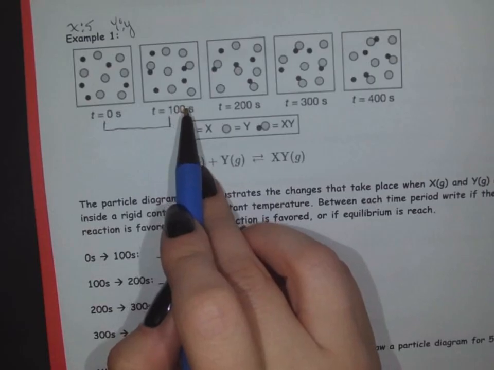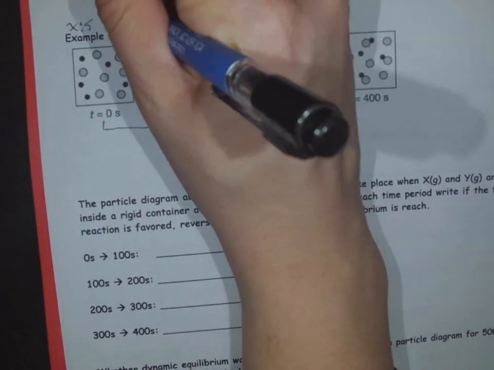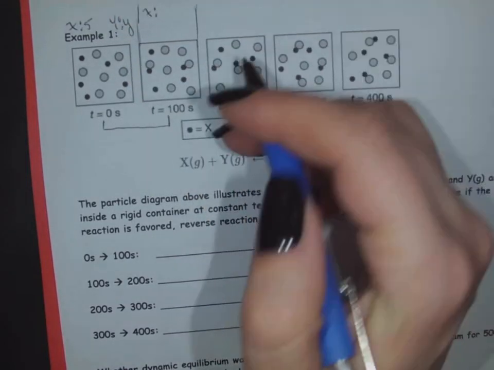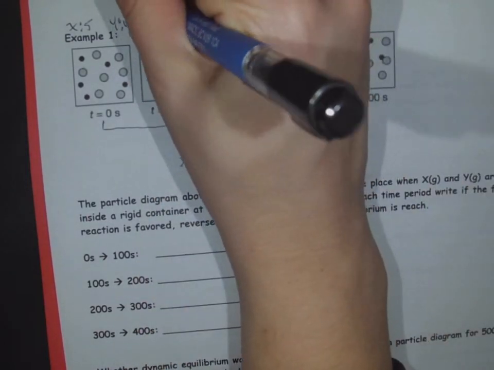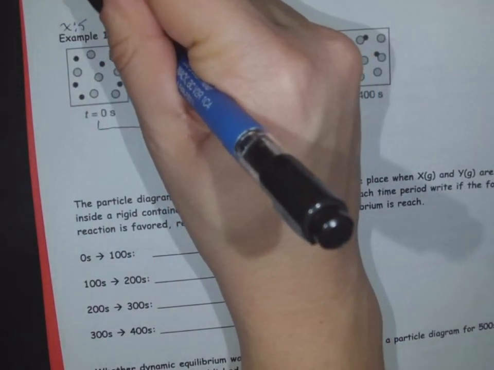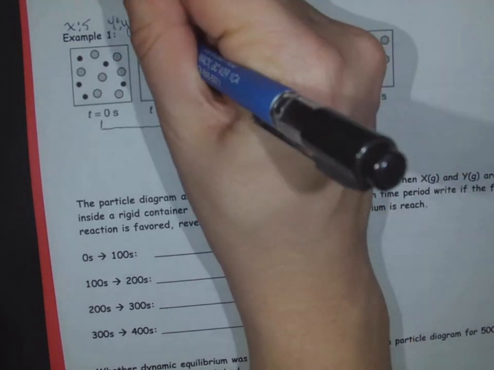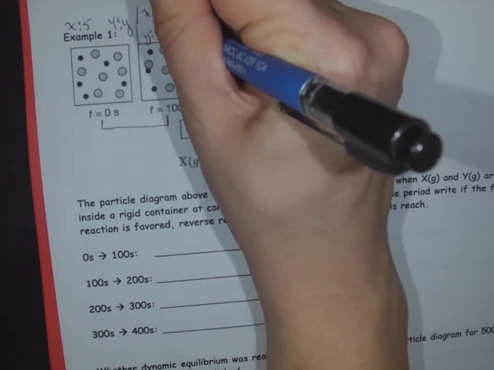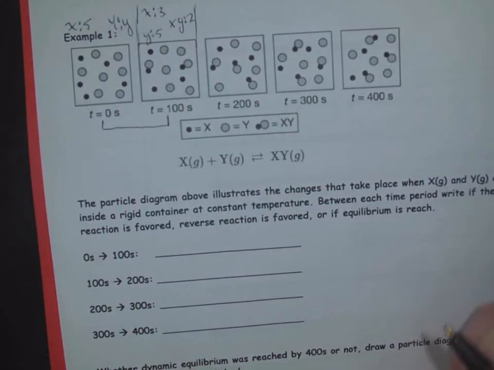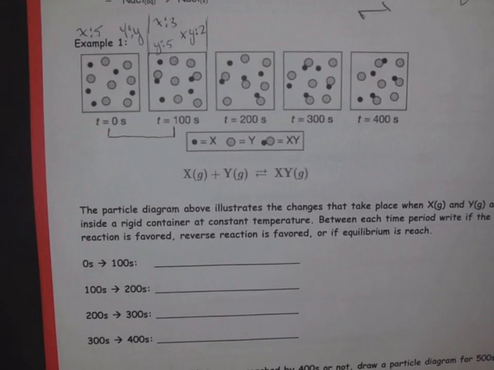Now let's look at time 100. In this one, there's still some X in there, 3. There's still some Y in there, 5. But then we also have this XY product, and there are 2 of those. So what does that mean we're favoring right now? Are there more forward or more reverse reactions happening?